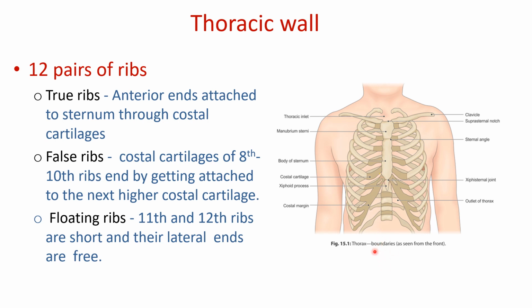Then there are the floating ribs. The 11th and 12th ribs are short and their lateral ends are free. That's why they are called the floating ribs. So the classification of ribs is into true ribs, which get attached to the sternum through costal cartilage, the false ribs, which get attached to the next higher cartilage, and then the floating ribs, which are free at their lateral ends.